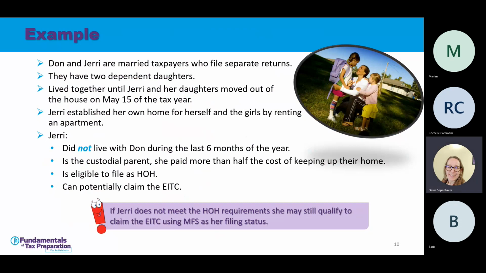And then here it says if Jerry does not meet the head of household requirements, she may still qualify to claim the EITC using married filing separate as her filing status. And that's because, again, she did not live with Don the last 6 months of the year. Now, the whole key part of whether she can file head of household compared to whether she's required to file married filing separate is did she pay more than half the cost of maintaining her home?